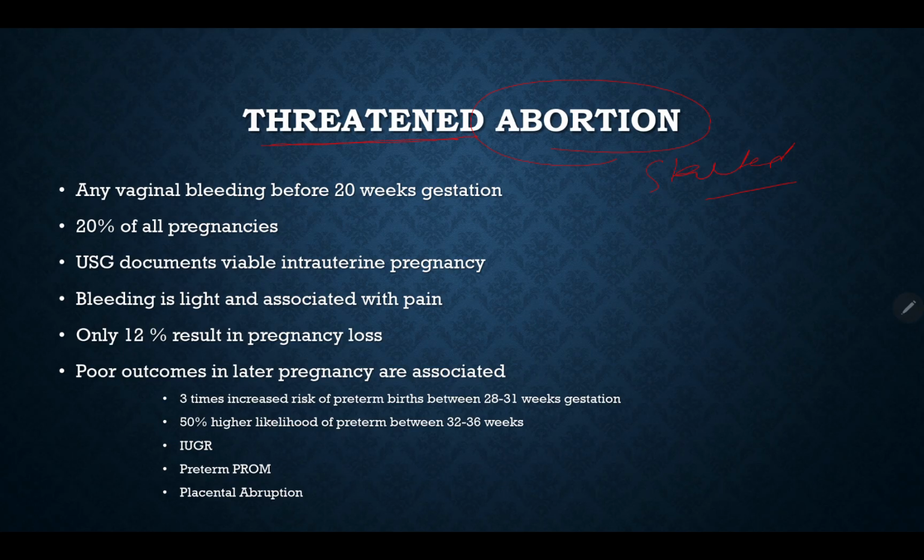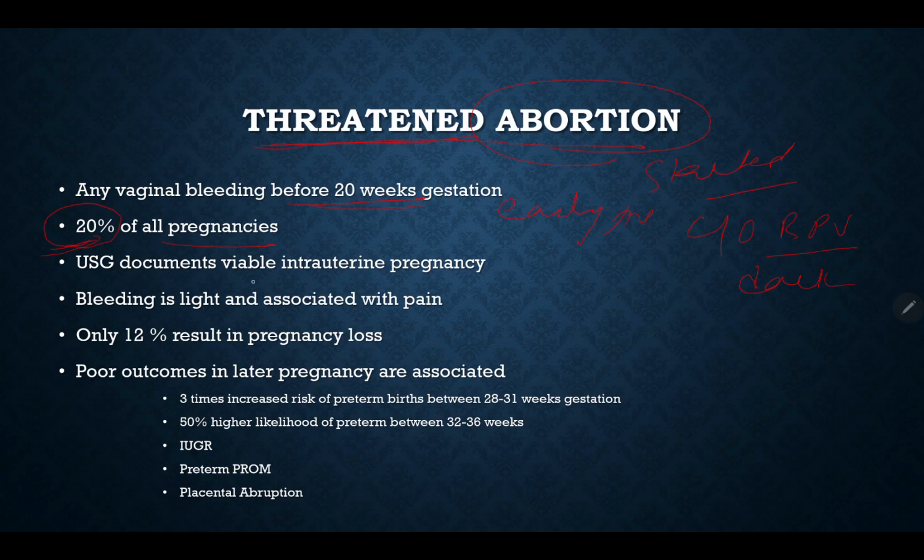Now coming to details, any vaginal bleeding occurring before 20 weeks of gestation, unless proved otherwise, is called threatened abortion. A woman comes to you in her early pregnancy with a complaint of bleeding PV, either mild, dark, bright, or anything, and you will label her as threatened abortion. It occurs, as we have already seen, in 20% of all pregnancies. So the chances of threatened abortion coming to you are very high, because 20% of pregnancies result in threatened abortion.